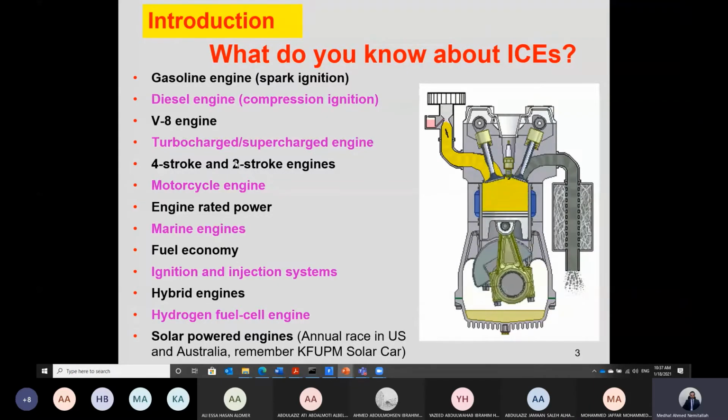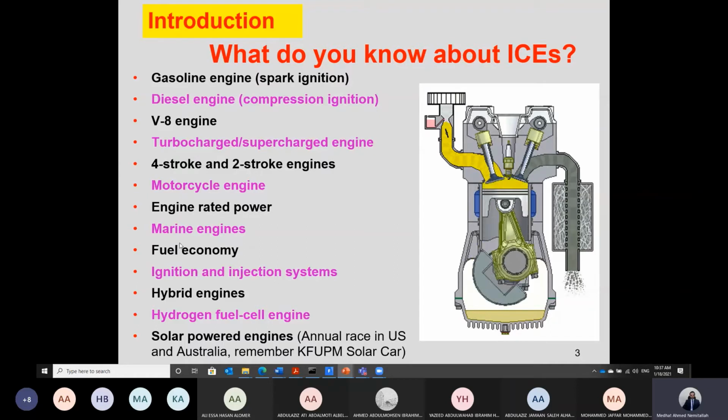The 2-stroke engine, Shabab, is used mainly in some rare applications, or it can be used in a small single cylinder engine, like the engine used in a motorcycle. Most motorcycles are 2-stroke engines. Also, you should have heard about the rated power. If you buy a car, the seller will tell you this car is giving a rated power at a given RPM, at a given revolution of the crankshaft.